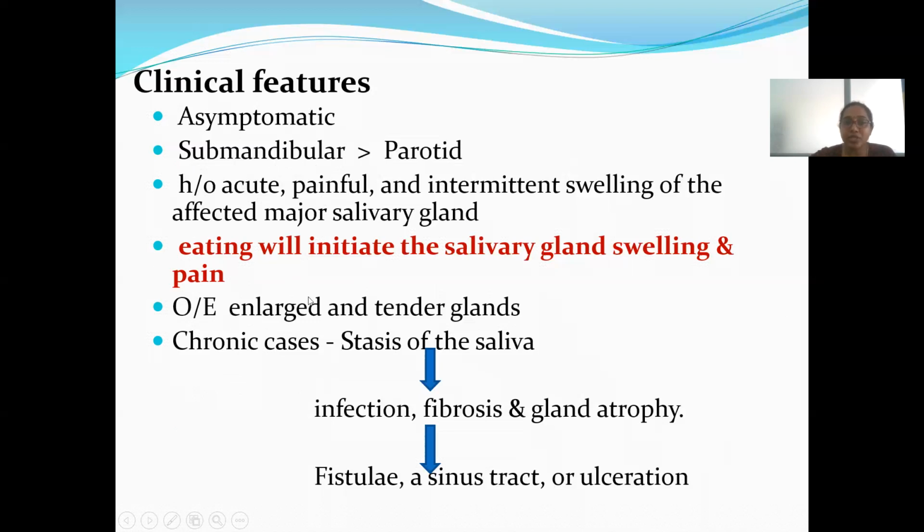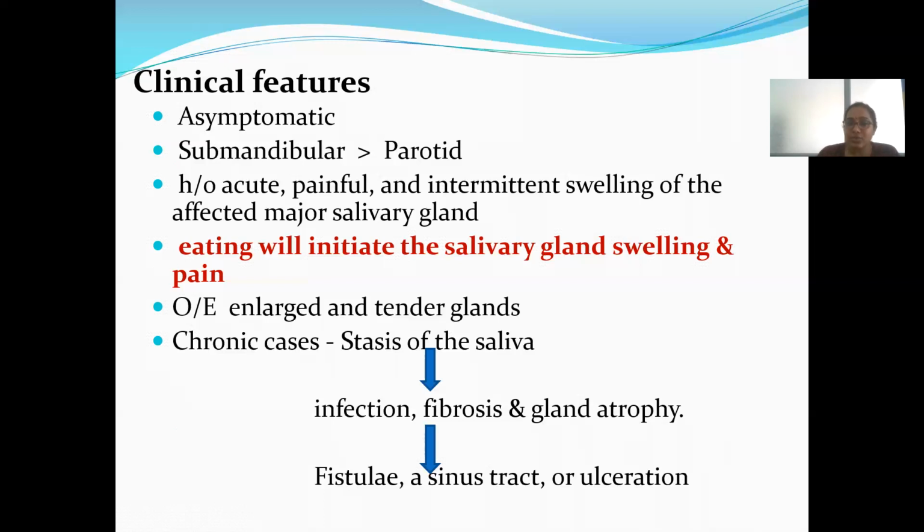That will be the characteristic history the patient will tell you. So come to the examination. When a patient has come with such a complaint, what do you need to check? You take a proper history and you have to do the examination. Most of the time there may not be anything in the oral cavity, unless the stone is very big and you are able to palpate it. Otherwise, the other finding you can see is enlarged tender salivary glands. Salivary glands can be enlarged and tender on palpation.